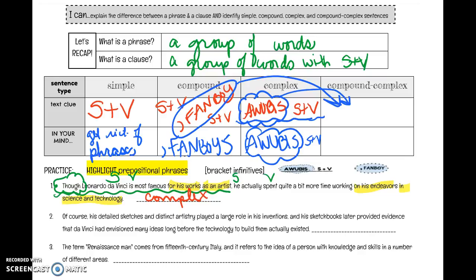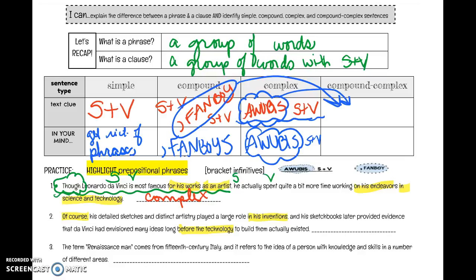Okay, for the next one. Of course, his detailed sketches and distinct artistry played a large role in his inventions, and his sketchbooks later provided evidence that Da Vinci had envisioned many ideas long before the technology to build them actually existed. Okay, looking for some phrases, get rid of "of course," "in his inventions," "before the technology." Now I know before could be a preposition, and it can be an AWUBIS. In this case, I just see a noun after it, technology, so I know it's a prepositional phrase.